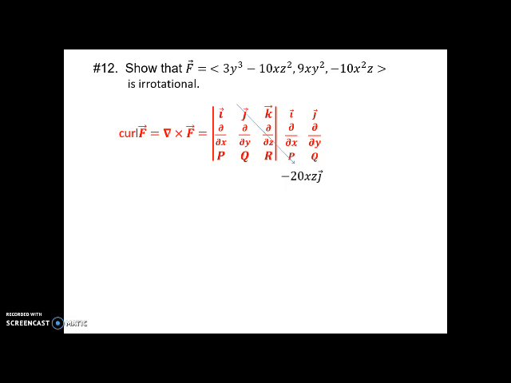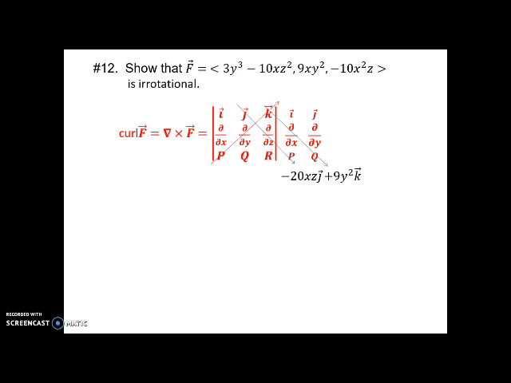I didn't write all those in there because they're too huge, so I just looked at them. The derivative of the first component with respect to z is negative 20xz, and that's times j. And then the derivative of Q, which is the second component, with respect to x, is just 9y squared, and that's times k. Notice that the first one with the i and the R, there is no y in the third component. That's why I didn't bother with that one. That one would have been 0.